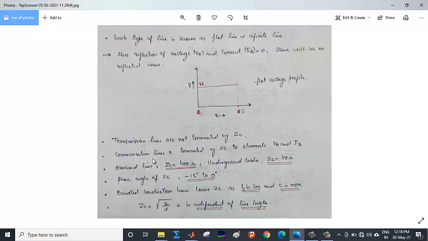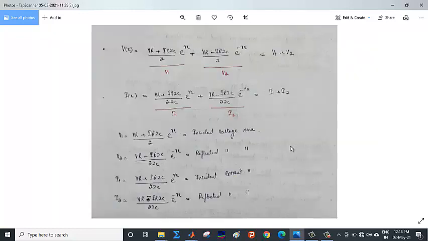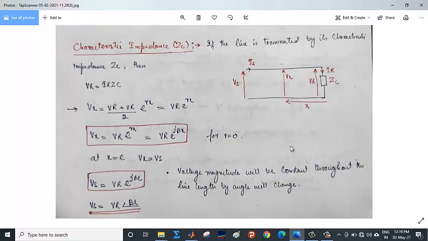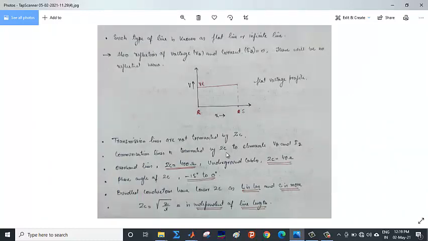And this is actually applicable to the communication lines, where the communication line is terminated by ZC to eliminate this V2 and I2. I told you that for a communication line it is important for the receiving end to get all the information that is sent from the sending end. So to avoid the loss of information, there should not be any reflection, and this can be avoided by having the communication line terminated by its characteristic impedance. Usually the overhead line has a characteristic impedance of the order of 400 ohms, and underground cables have a characteristic impedance of the order of 40 ohms.